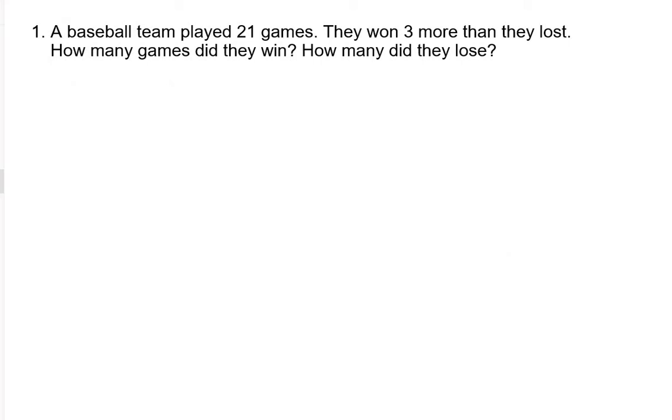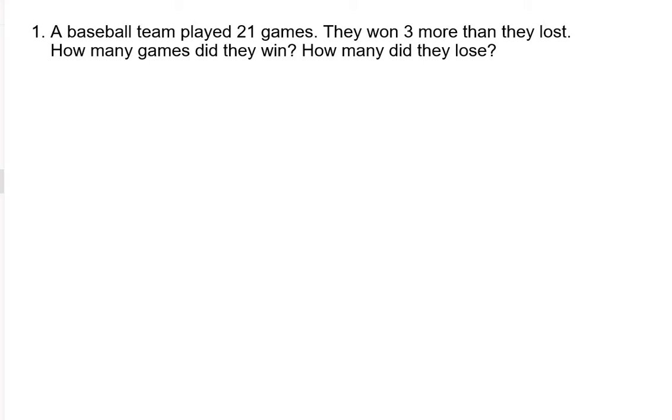Okay, problem 1. A baseball team played 21 games. They won 3 more than they lost. How many games did they win? How many games did they lose? Well, the first thing that I want you to notice here is that we're asked 2 different things. How many games the team won and how many they lost. Those are the 2 unknowns, so those are going to be what my 2 variables are going to represent.